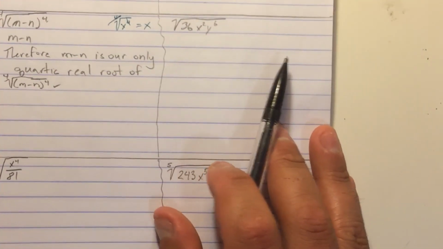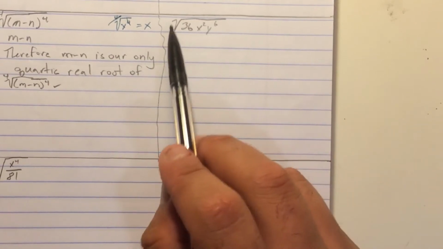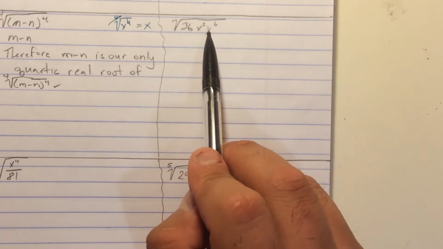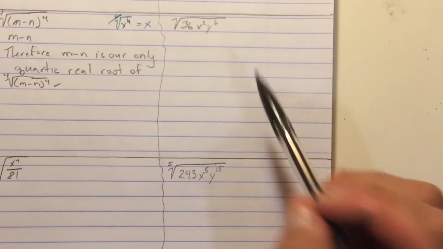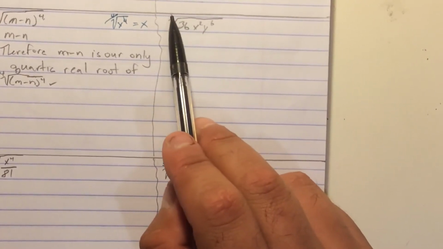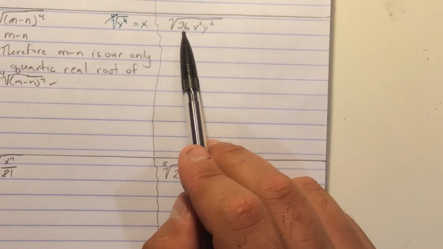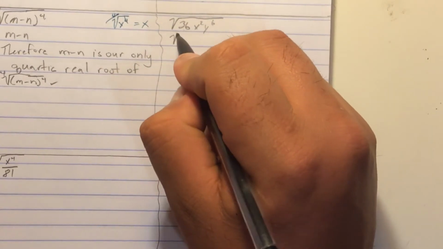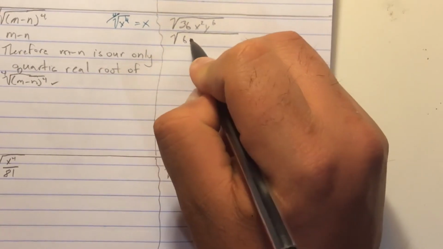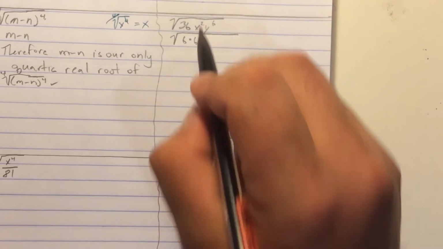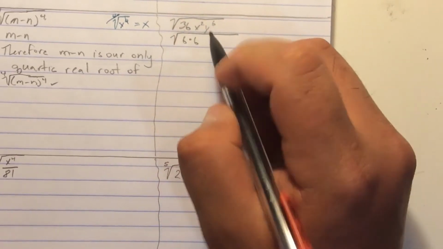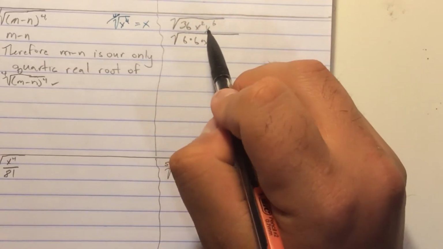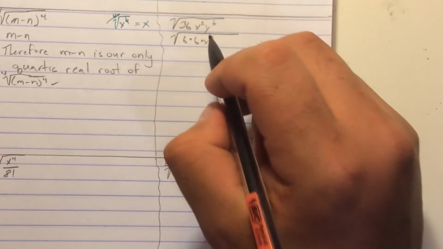Alright, so now we're going to go to this function here. We have the square root of 36x squared y to the sixth power. Once again we're dealing with a square root, right? I know by looking at my cheat sheet that 36 is the same thing as 6 times 6. X squared is already where we want it to be. And then our y to the sixth power can be rewritten.